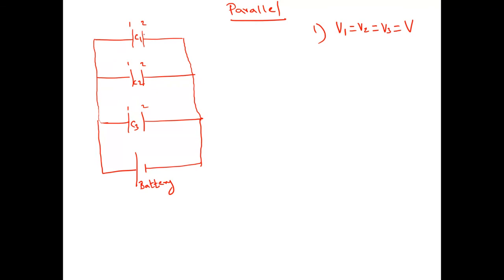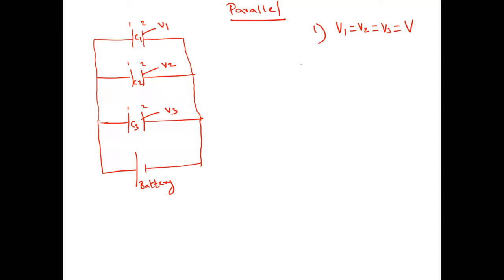That means the potential across this capacitor is V1. The potential across this capacitor is V2. The potential across this capacitor is V3. All these V1, V2, V3 are exactly the same in case of parallel. Keep this point. This is the first point. Clear? Understand?